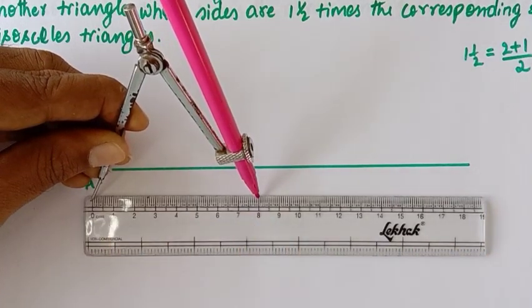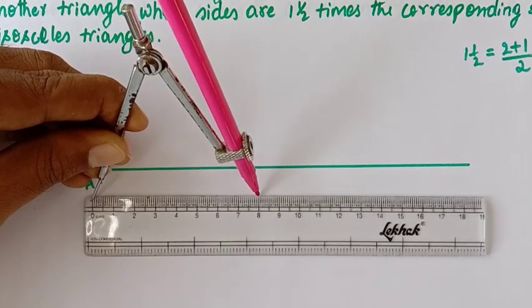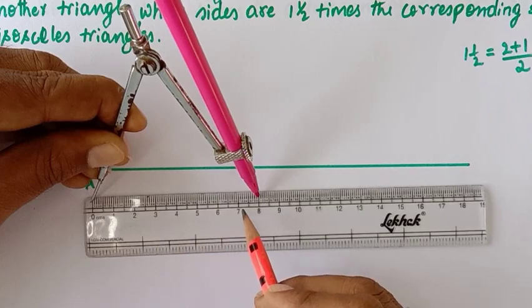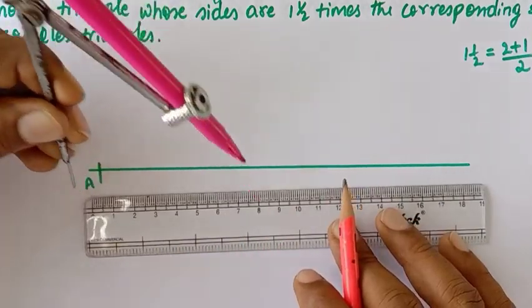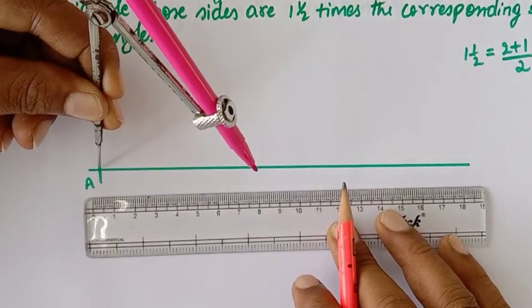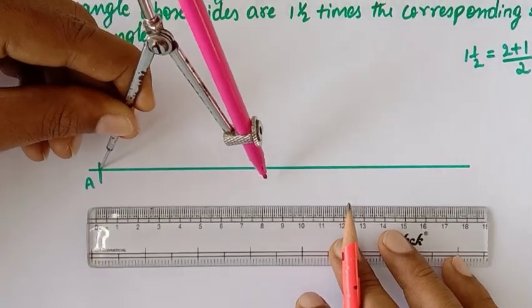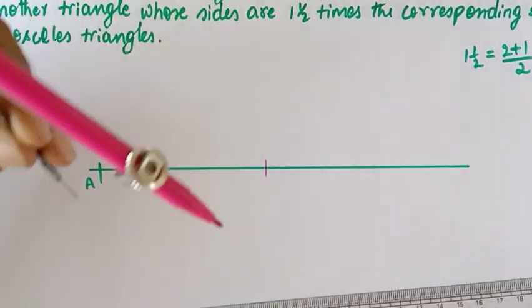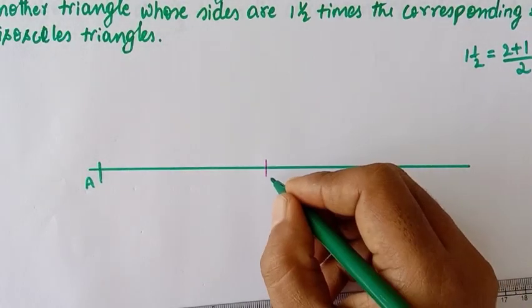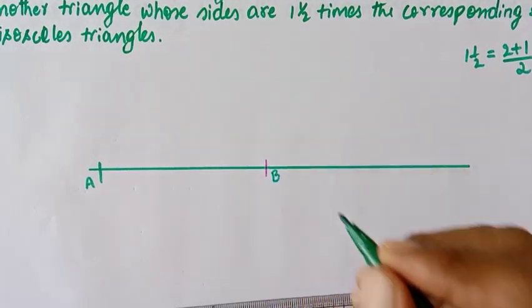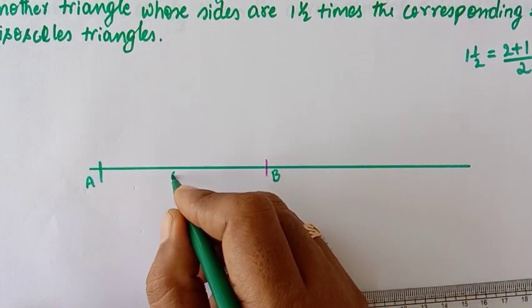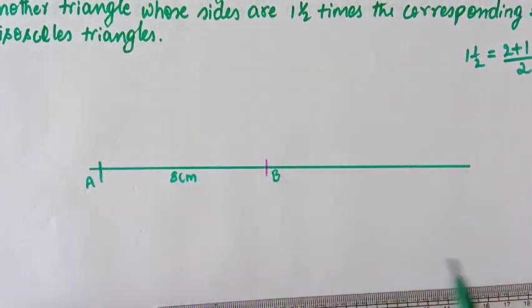You can see here. The base is from zero to 1, 2, 3, 4, 5, 6, 7, 8 centimeter here. And I will place it here at A, and then I will mark an arc here and name it as B. Let this point be B. This measures 8 centimeter.